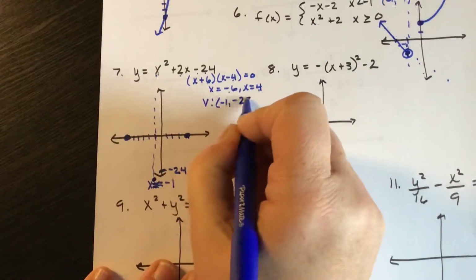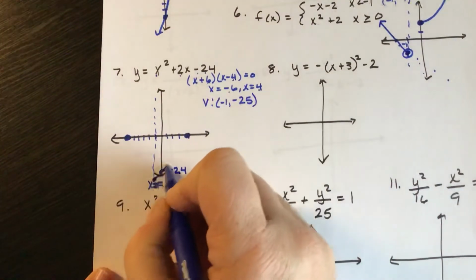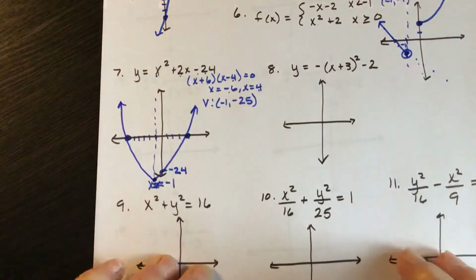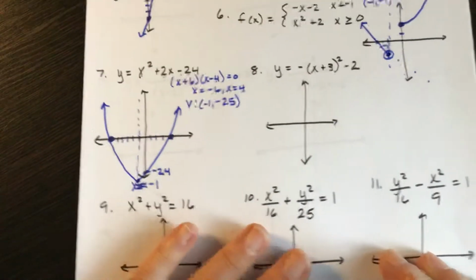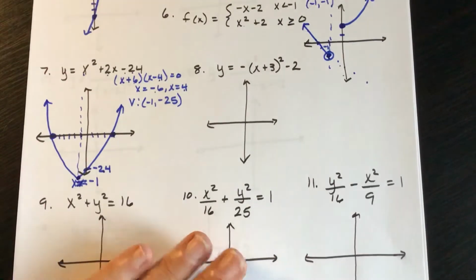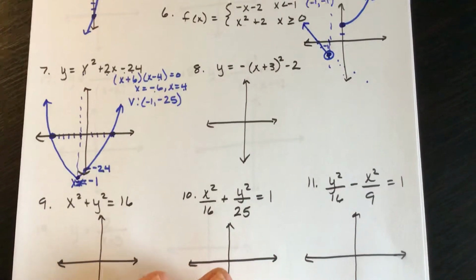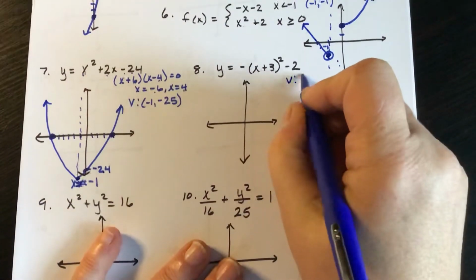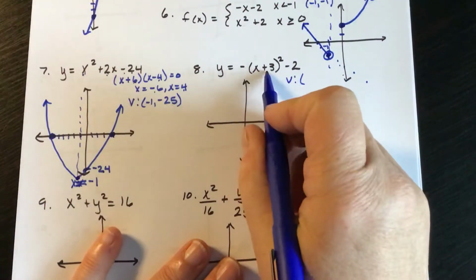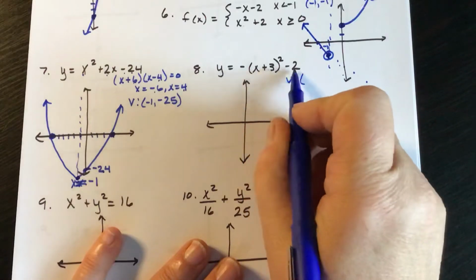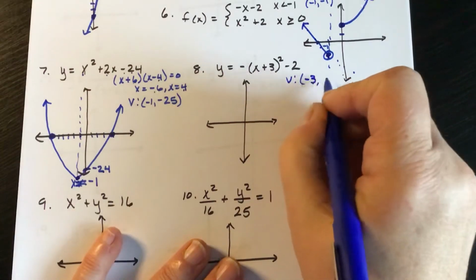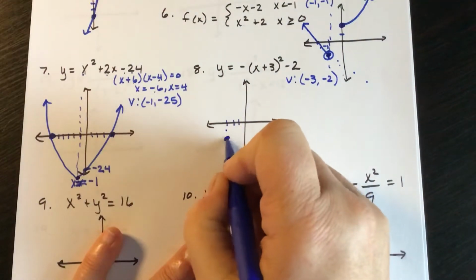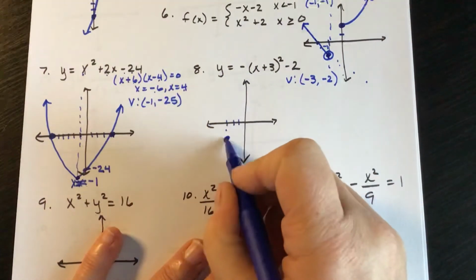-1, -25. And this would be my parabola. All right, another quadratic function. This time I have one that is in vertex form, so automatically I can identify the vertex, which is at -3 and -2. So here's my vertex, and I know it's pointing down.